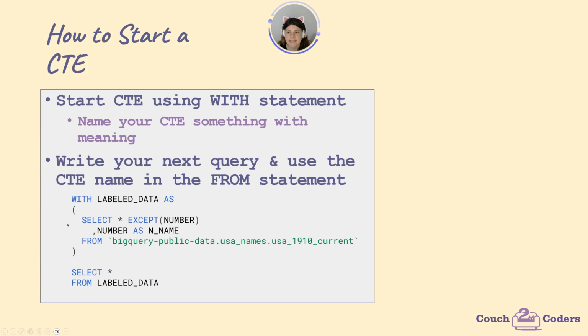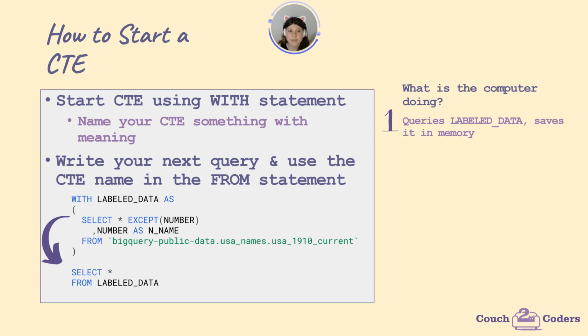So this is the CTE. And then this is the next query. We're going to say select star from where? From labeled data. So you see this labeled data, it goes right here in the from statement. So what is the computer doing? First, it queries the labeled data and it saves it inside its memory bank.